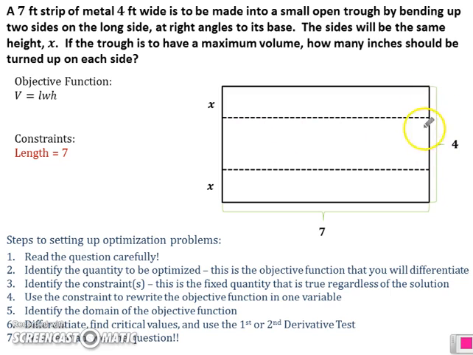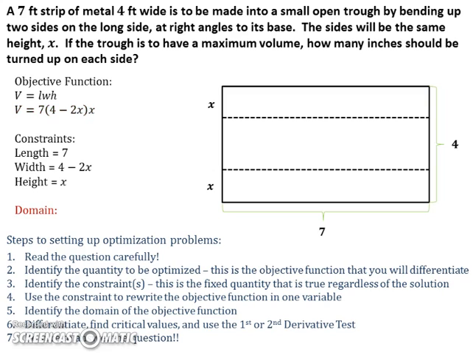So the width is actually just this little section here. So it's really 4 minus 2x, because the x's are the height. So our situation now can be written like this. And our objective function is now in one variable.